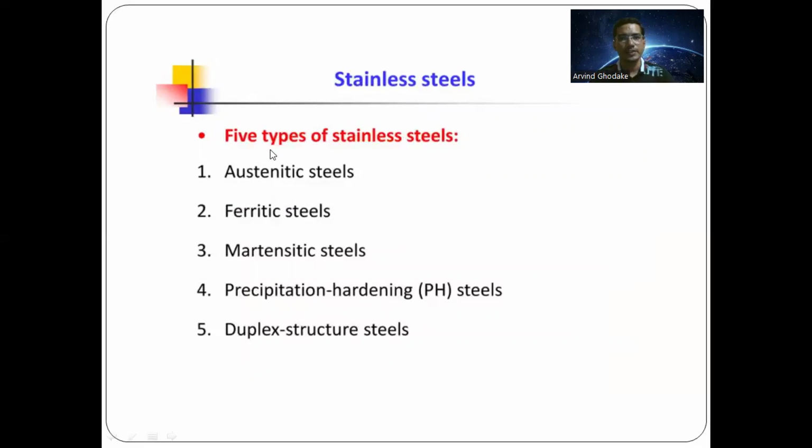Then the types of stainless steel: austenitic stainless steel, ferritic stainless steel, martensitic stainless steel, precipitation hardening PH steel, and duplex structure steels.